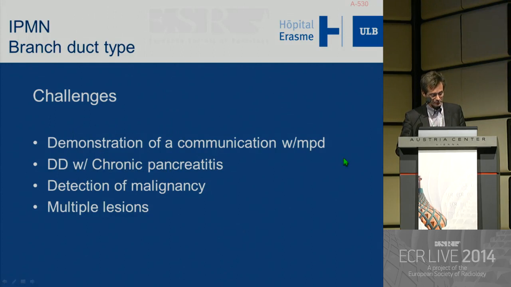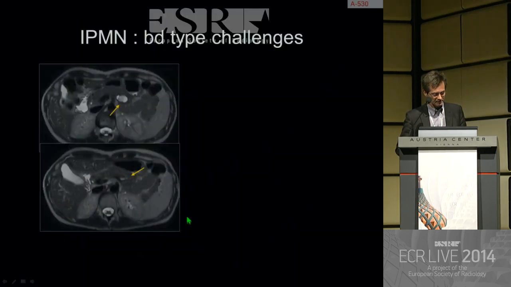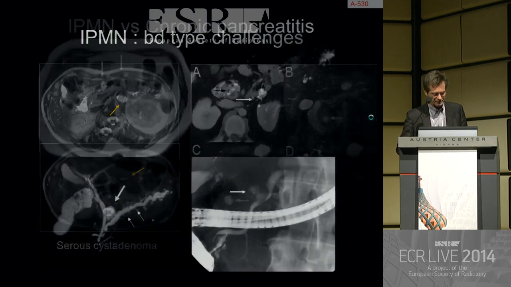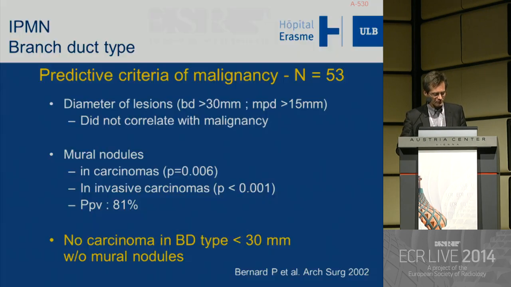The challenges: the demonstration of the communication, again, the differential diagnosis with chronic pancreatitis, the detection of malignancy and multiple lesions. Just an example here, this is very difficult. Is there a communication or not? So this patient was operated. Is there a communication or not? This patient was also operated. No communication was observed. And indeed, in this case, this was a serous cystadenoma, and this was a carcinoid tumor. And indeed, you can see here that you have some kind of irregular enhancement in the periphery of the lesion itself. I will skip this one.